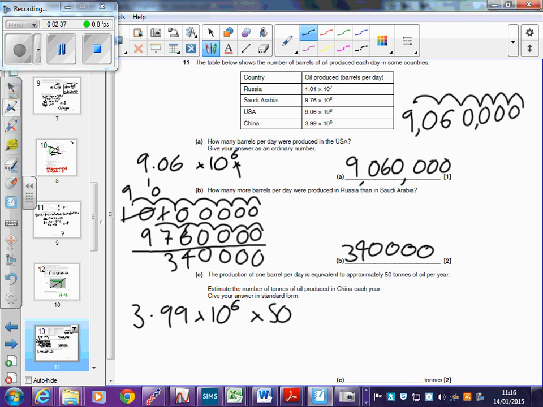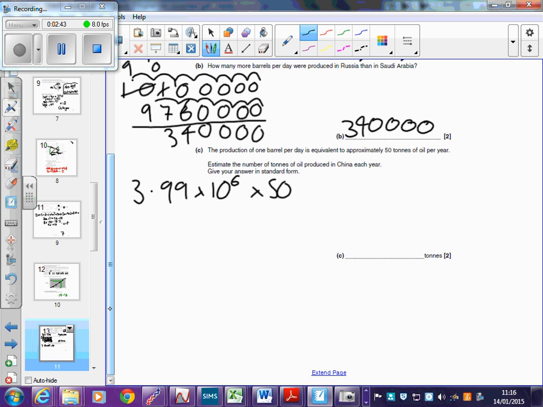Now the way to do it is don't worry about the standard form bit quite yet, we're just going to do the 3.99 times by 50. The way I would do that is I would do 3.99 times 100, which is 399, so then 3.99 times 50 is going to be half of that. Half of 400 is 200, so it's actually going to be 199.5.